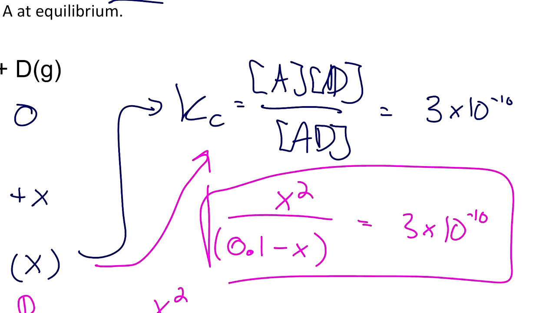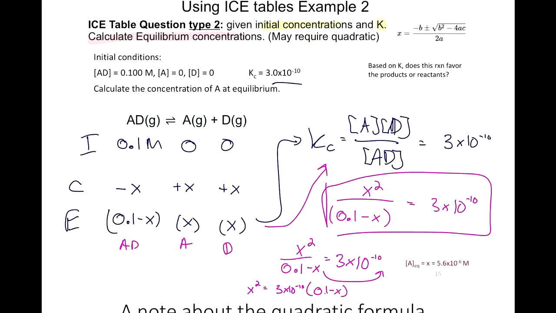K, is it a big number or a small number? Very small. So that means what is mostly present at equilibrium in this reaction, reactants or products? Reactants, if K is really small. So do we make a lot of products?